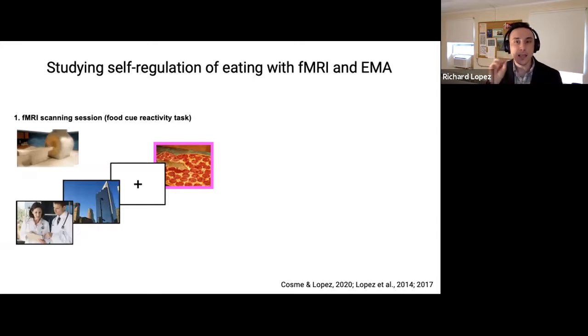But we sneakily inserted images of appetizing high caloric foods into the stimulus set, so that at the end of the day, we would only look at their brain activity in response to those appetizing food cues compared to all the other images. That would generate a brain-based signal or index of how their brain is responding to the food images.